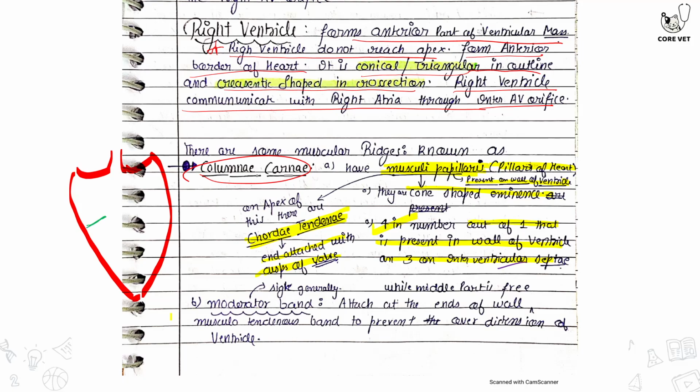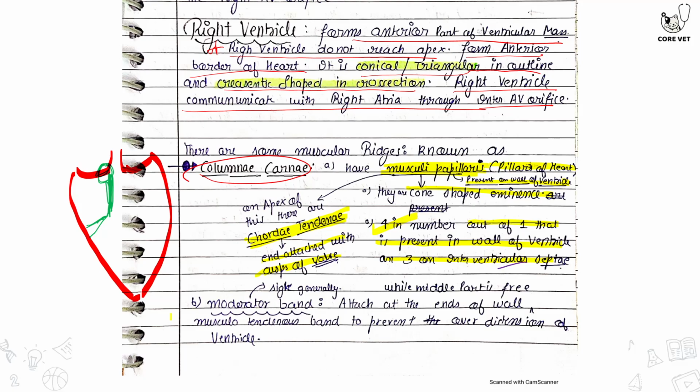So these are the pillars. The apex of these is going to be attached to the tricuspid valve or the bicuspid valve. The apex will connect to the cusps with the help of the chordae tendineae, and one end of the chordae tendineae will attach at the apex of the musculi papillaris.